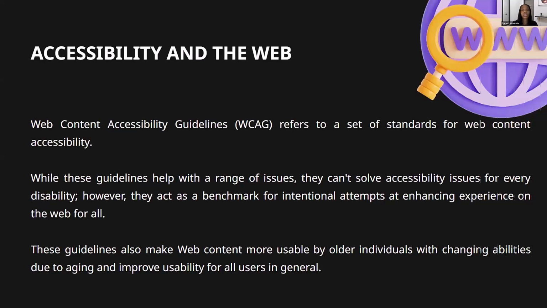A common question is when people ask us, oh, how do I comply with web accessibility standards? Apologies, I need to get some water.